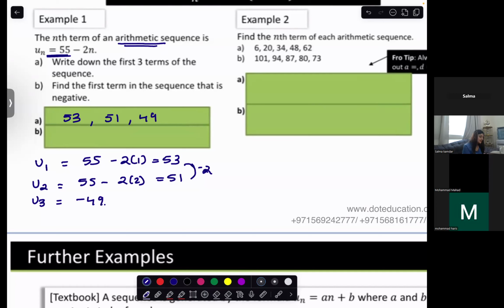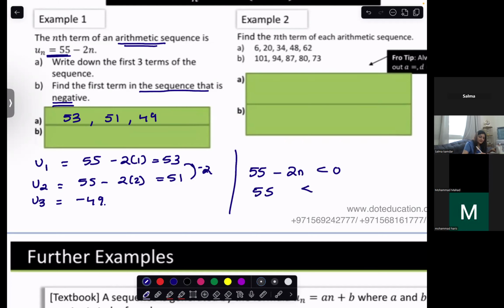Now find the first term in the sequence that is negative. If I keep on reducing, I would get it, but there is another way. You can make your 55 minus 2n less than 0 and then solve the inequality and you would get it.